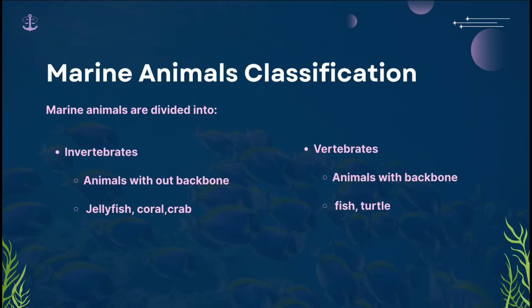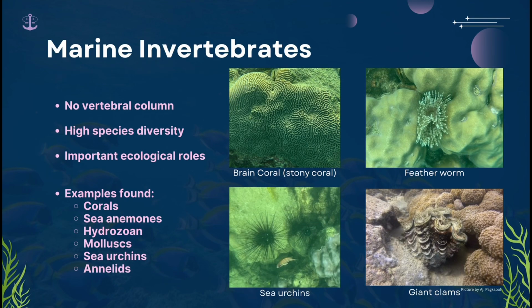And this slide talks about marine animal classification. Marine animals can be classified into 2 main groups, invertebrates and vertebrates, based on the presence of a backbone. In this study, we focus on species found around Samesan Island. And the next one talks about marine invertebrates.